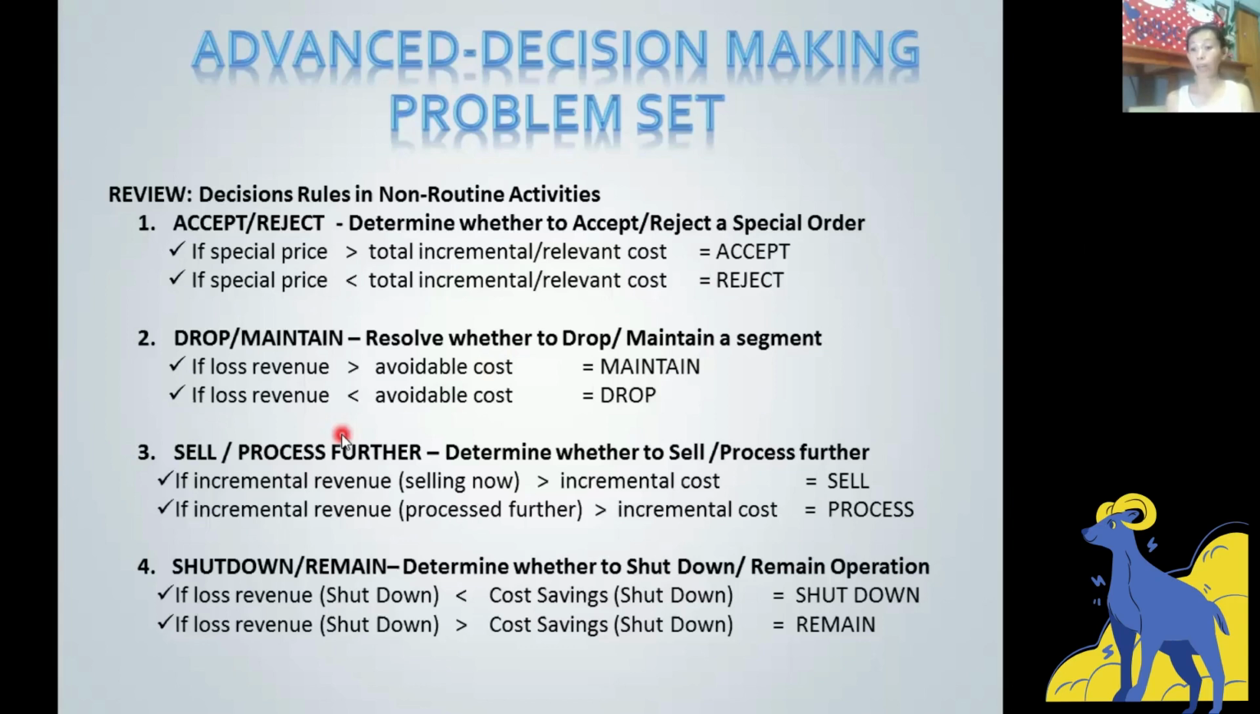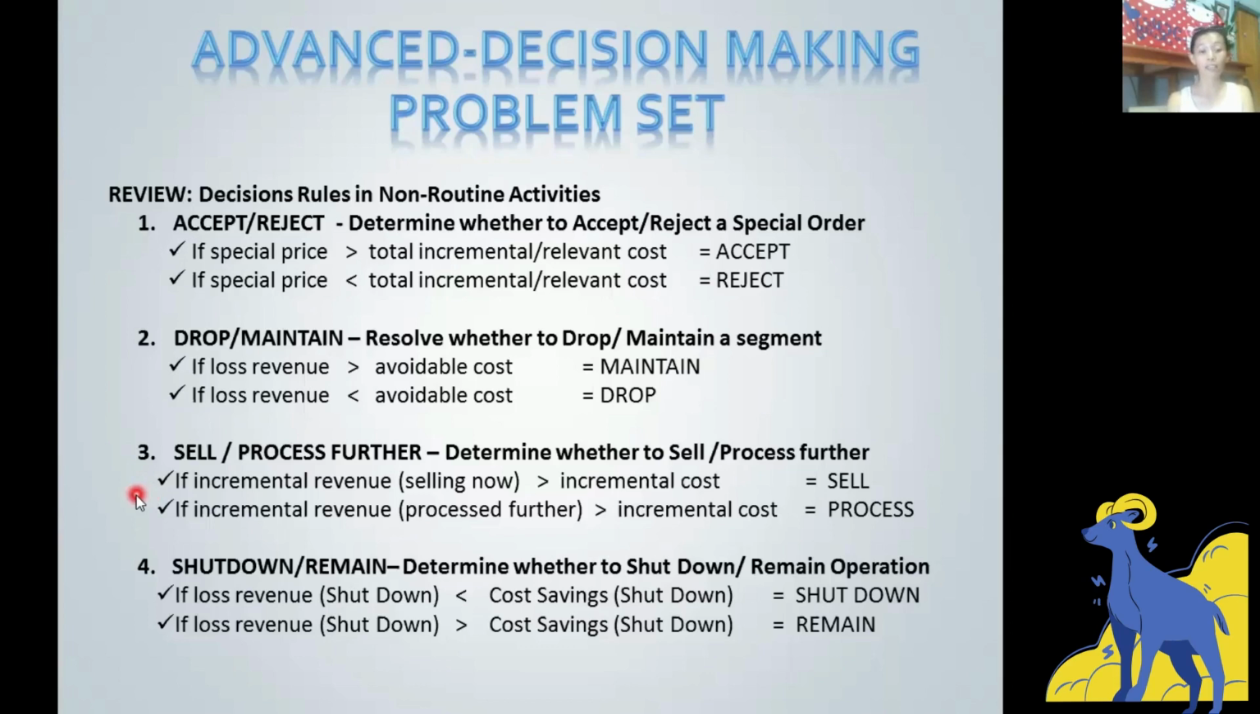So if the loss or revenue of dropping a certain segment is greater than the avoidable cost or kaning ma-eliminate nga cost, then go with the maintain decision. Kay ang nawala nga revenue or contribution margin is mas dako kaysa sa eliminated cost because of the drop. Or else, if the lost revenue is smaller than, mas gamay siya kaysa sa avoidable cost, mas dako diay ang cost nga ma-eliminate because of the drop, then we have to arrive at the drop decision.